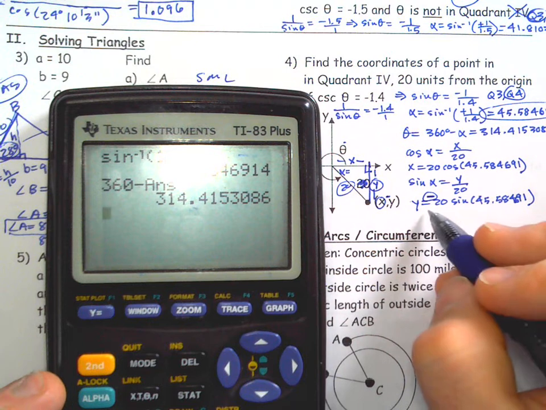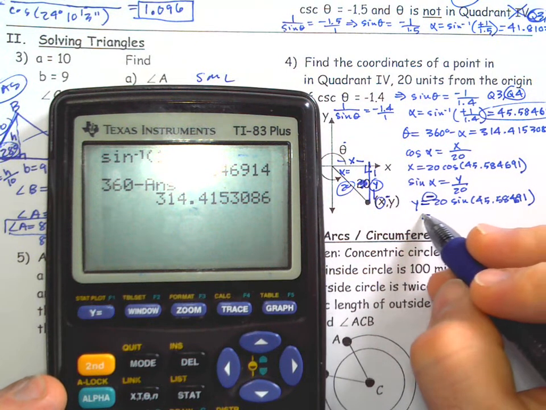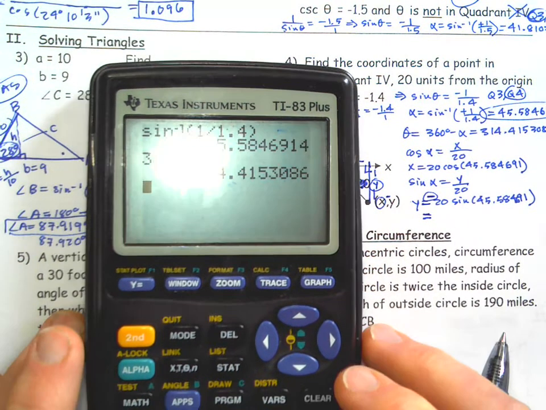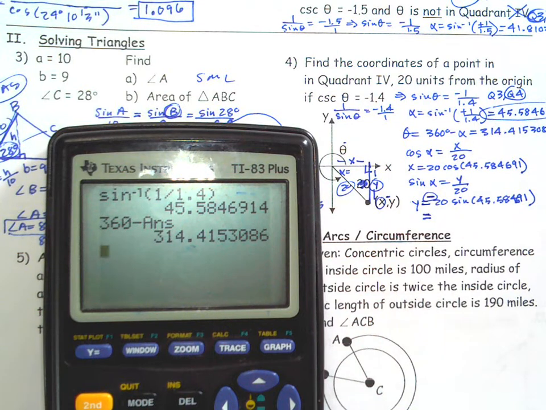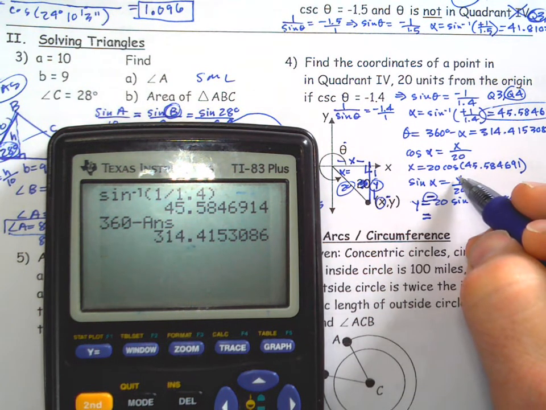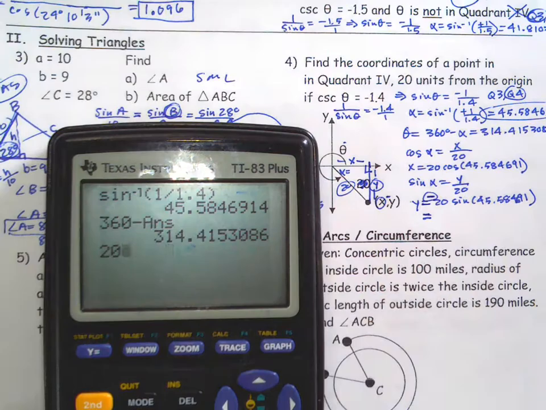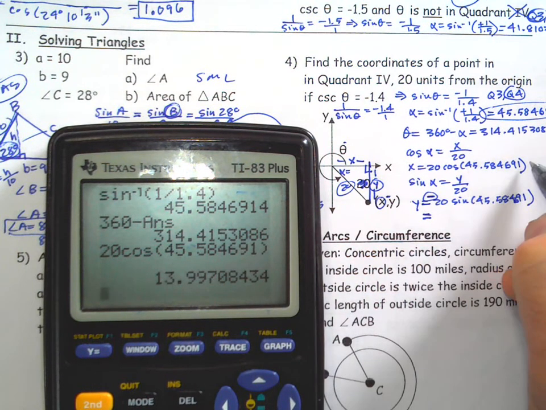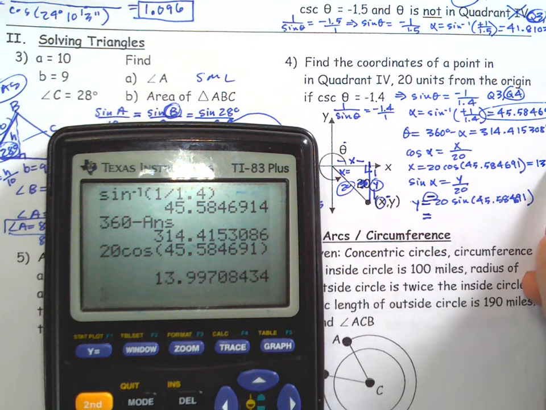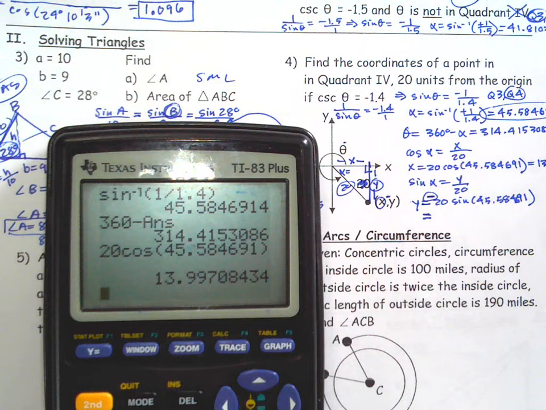Make it negative, and maybe not wait just to make the final answer negative, because that doesn't quite make sense in math to magically put negatives here. So, anyways, 20 cosine 45.58469 is 13.997084, and 20 times sine of 40.